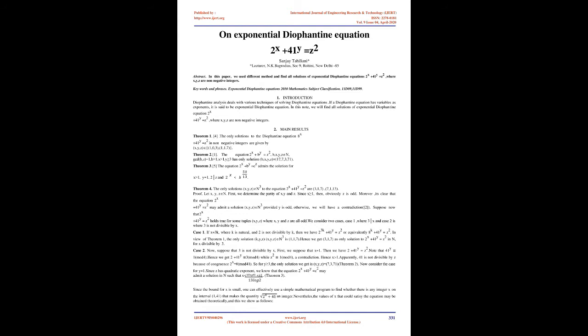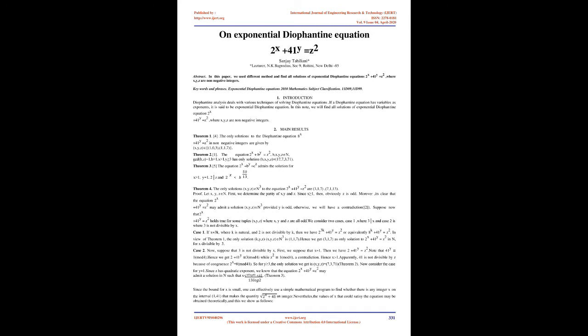2. Main results. Theorem 1. The only solutions to the Diophantine equation 8^x + 41^y = z^2 in non-negative integers are given by (x, y, z) = (1, 0, 3), (1, 1, 7). Theorem 2. The equation 2^x + b^y = z^2, with gcd(b, z) = 1 and b = 41, has only the solution (x, y, z) = (7, 3, 71).